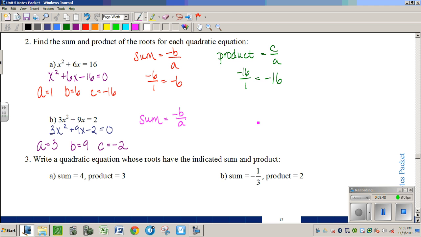Oh, hold on, guys. I gotta go get my power cord. Okay, phew. Found my power cord. We're all good. Alright, back to the sum and the product of the roots.